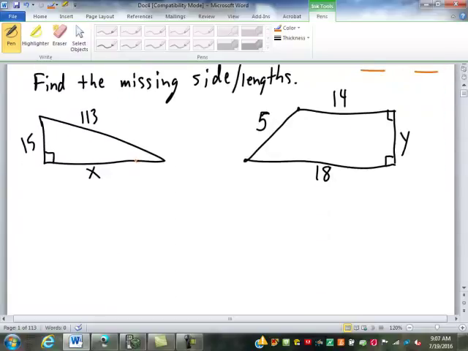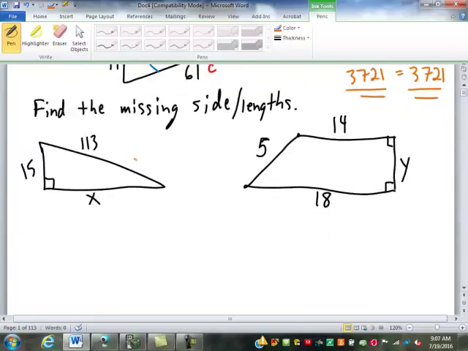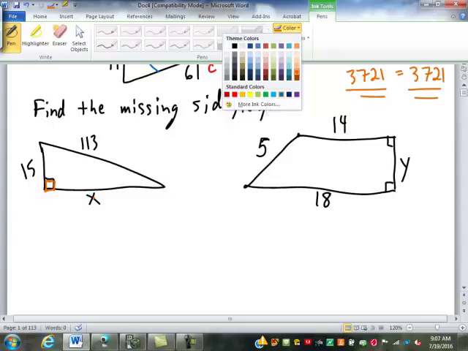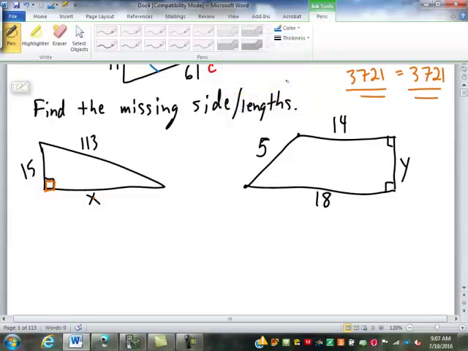Down to the next two. The first one's relatively straightforward. I give you the right angle here and ask you to find the missing side. Now the first thing we always have to figure out is, are we looking for the hypotenuse or one of the legs? Here, are we looking for the hypotenuse? No, the hypotenuse is the 113. That'll be our side C. So we are looking for one of the legs.